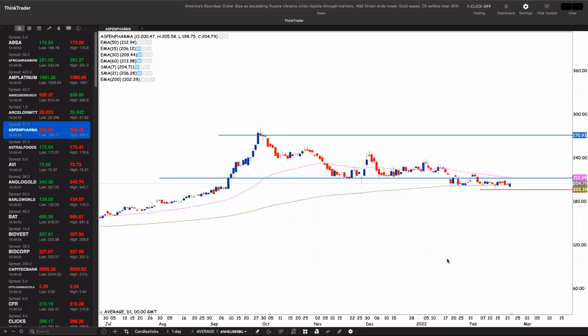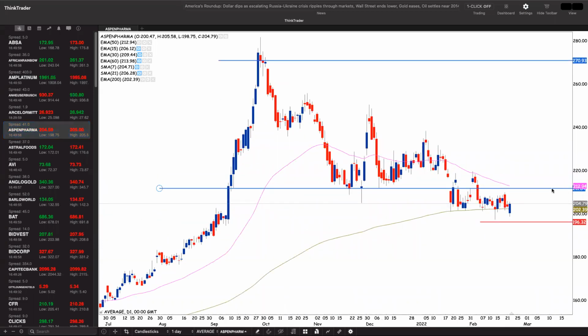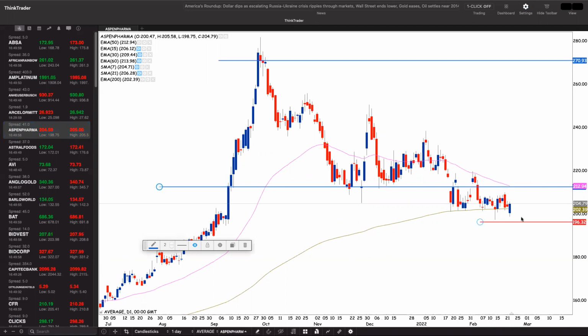So Aspen, I have an interesting one in Aspen. I've been bitten quite a lot on calling a bottom on Aspen. So what I'm going to do instead is, we have a nice bullish engulfing candle, which ordinarily I'll just wait for a close higher and then buy the stock. Instead, I'm just going to wait for it to come back above that 50-day exponential moving average.